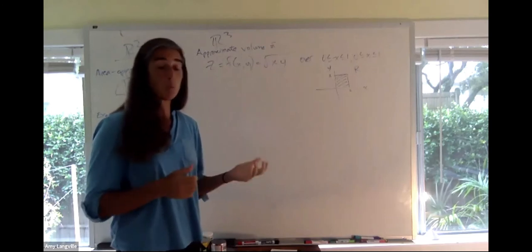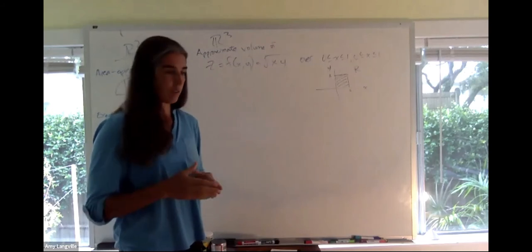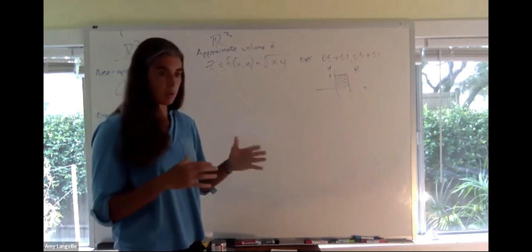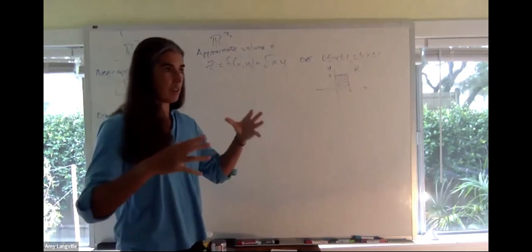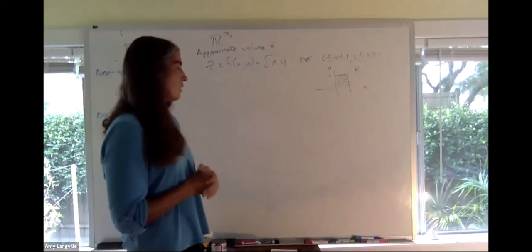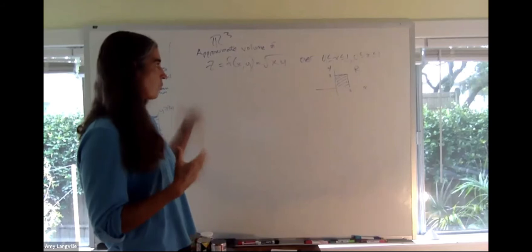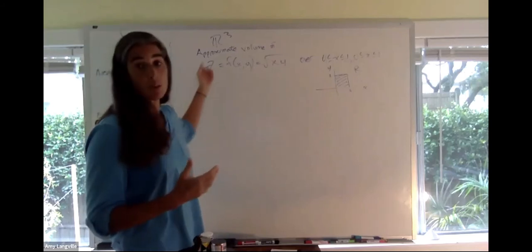And he ended up writing a whole book about it, and basically how to get volumes of wine barrels. Because every barrel is slightly different in height and width and, you know, girth, I guess. And so he made this method, and his method ended up being sort of the precursor to what we're going to do with Riemann sums.